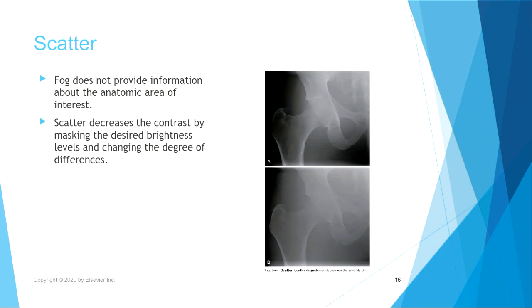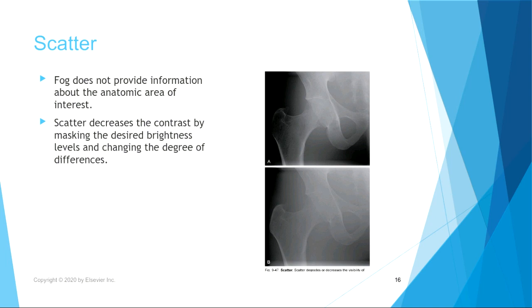If your brightness and contrast are not sufficient, then there's no need to look at the spatial resolution and the distortion, because if you can't see the anatomy, then we would never care about how accurately we imaged it. So it has to be visualized first and then evaluated for how well you demonstrated that anatomy.